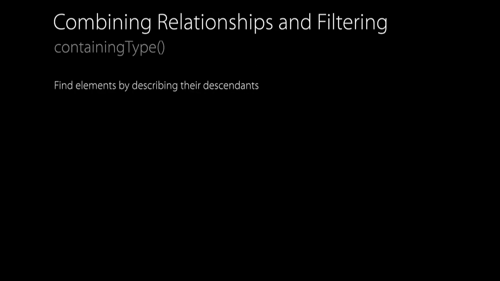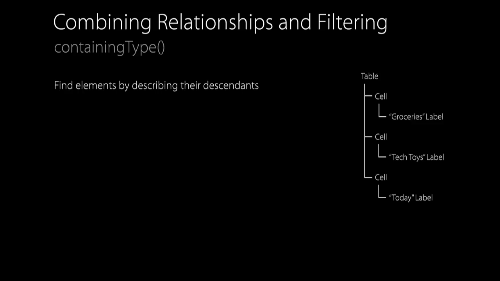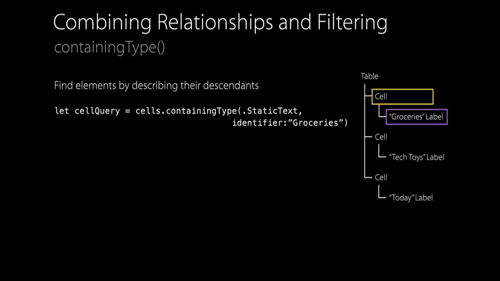Finally, containing type. This allows us to find elements by describing their descendants. So in the example, we have the cells that are each somewhat anonymous. They don't have any identifying characteristics, but they do contain unique labels. And labels are also known as static texts. So here I can form a cell query, which takes the cells and finds the one that's containing the type static text with the identifier groceries. And that'll find the first cell for me.